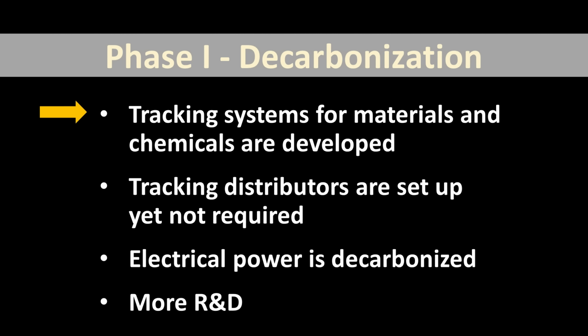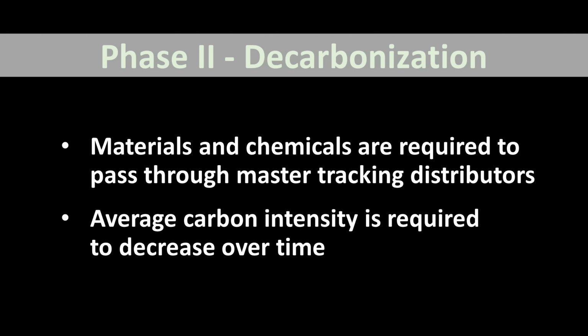As mentioned previously, electrical power costs less to decarbonize than materials and chemicals, and political support for higher cost decarbonization is often lacking. Therefore, decarbonization is likely to occur in 2 phases. During phase 1, tracking systems for materials and chemicals are developed, tracking distributors are set up, yet not required, electrical power is decarbonized, and there's more R&D. And during phase 2 decarbonization, materials and chemicals are required to pass through master tracking distributors, and average carbon intensity is required to decrease over time.